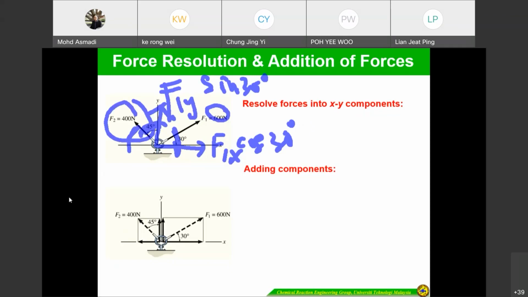If you look here, for F2x, if you resolve this direction and this direction, this one is negative, opposite of the x axis. F2x, and one F2y. Since they gave the angle here as 45, it should be sin 45. This one is cos 45.